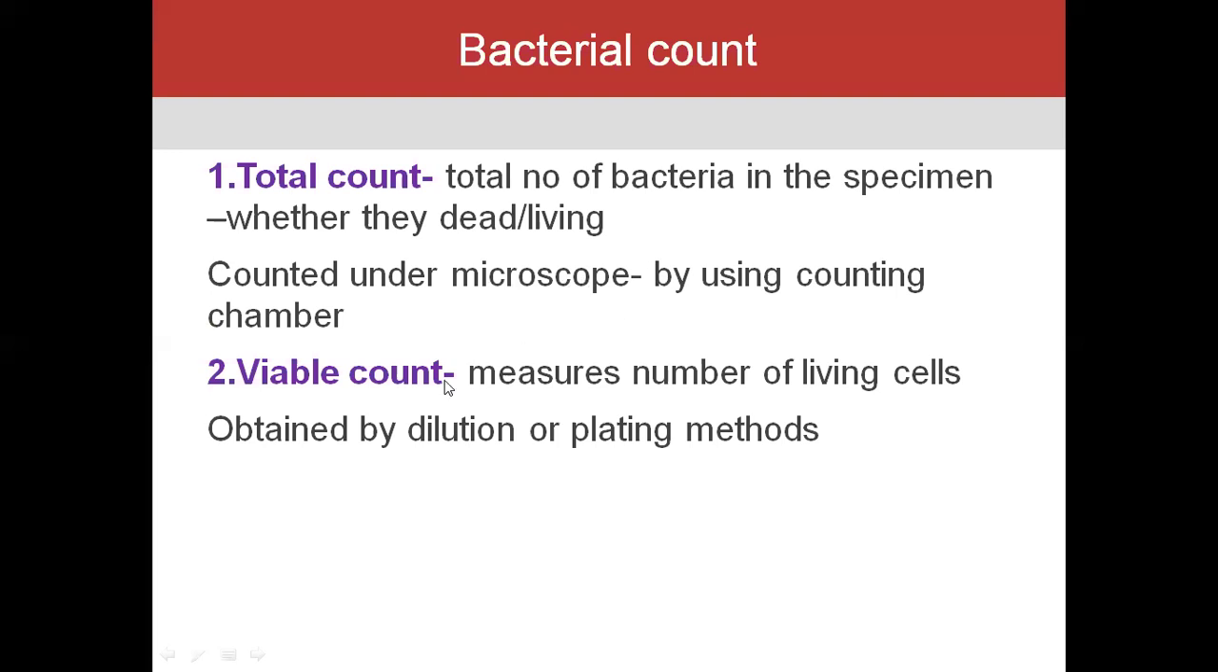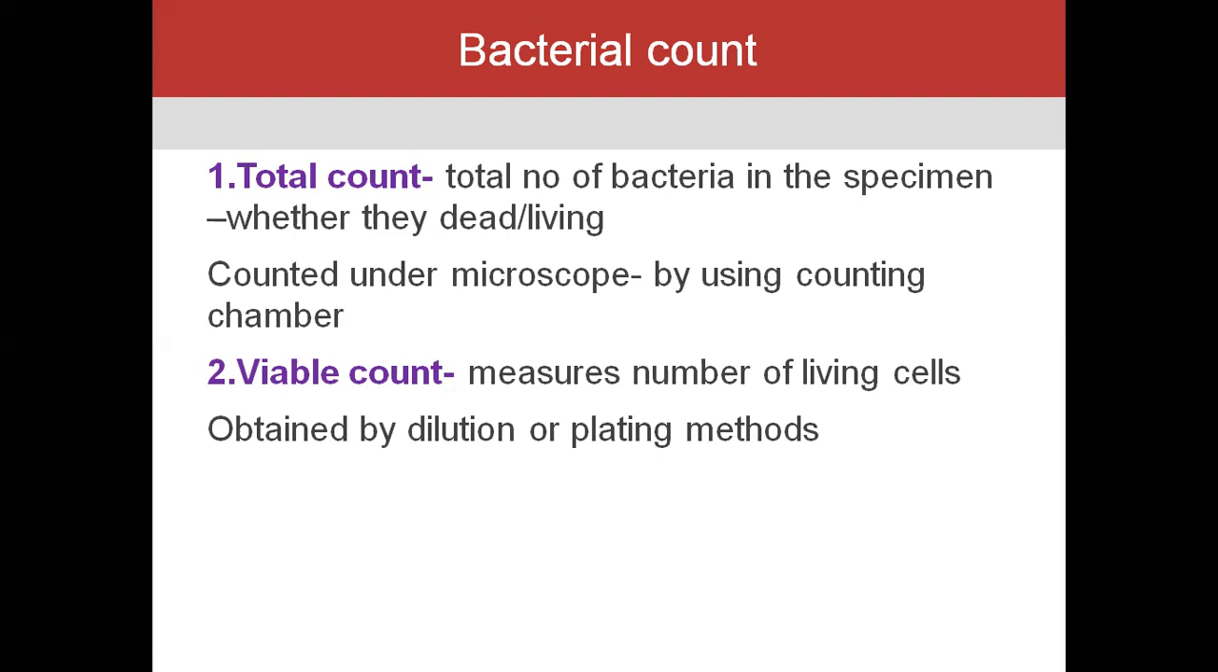In the case of viable count, we measure only the number of living cells. So how do we measure the number of living cells? That is done by dilution or plating methods. In the dilution method, we take several tubes which contain liquid culture media, and they are inoculated with varying dilutions of the sample, and the viable count is calculated statistically from the number of tubes which show growth.